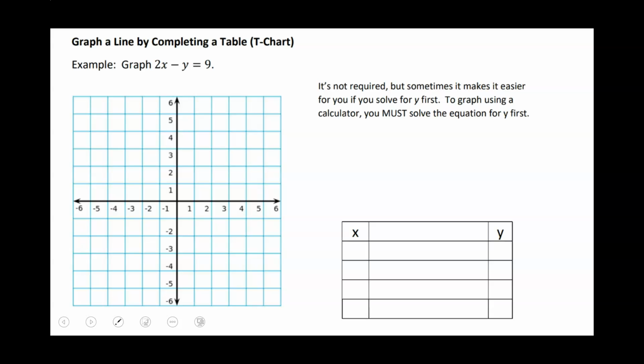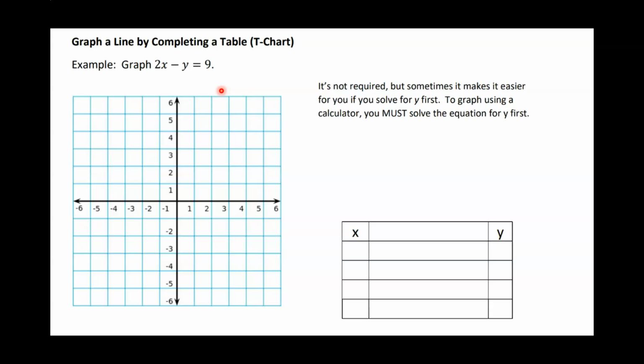So if I want to graph a line, there are several different ways that I can do that. I can make a table of values or a t-chart, and I can put in any value for x that I want to, and then find the value for y that makes the equation true. So let's say that I want to plug in positive 2. If I put in 2, I'm going to have 2 times 2, so 4 minus y is equal to 9. And I'm going to have to solve that equation.